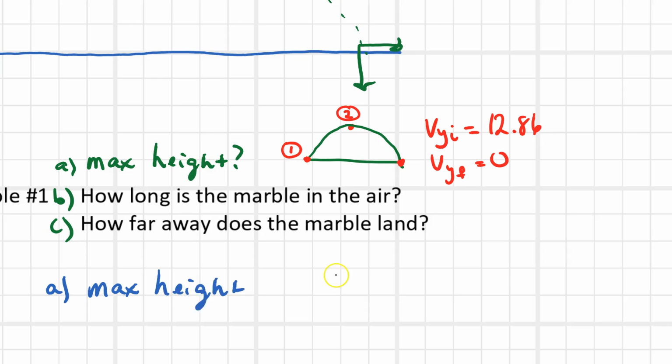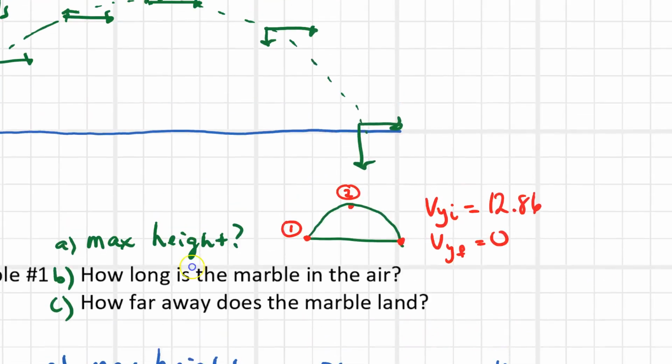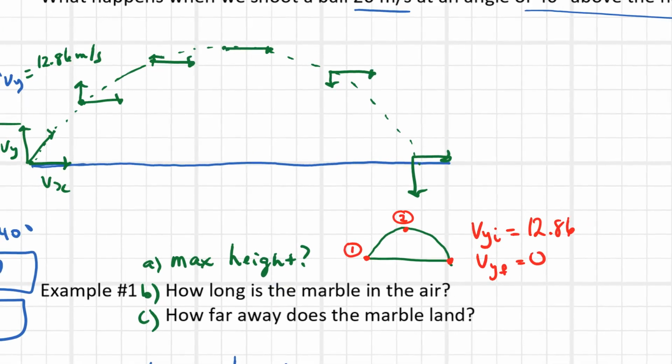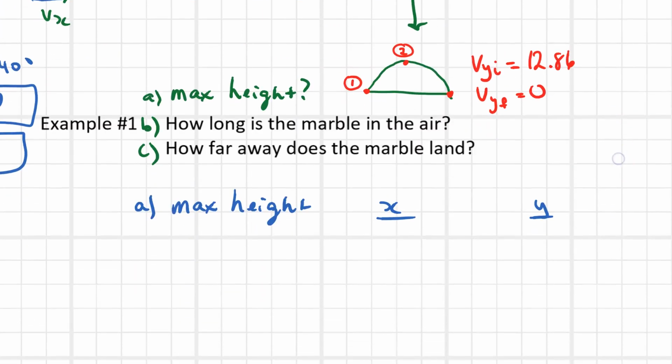And if we think about all our X stuff and our Y stuff like this, I don't think we need to actually think about the X direction yet, because maximum height is a Y thing. So what are we asking for? We're really asking, what is delta Y? Maximum height is delta Y equals question mark.